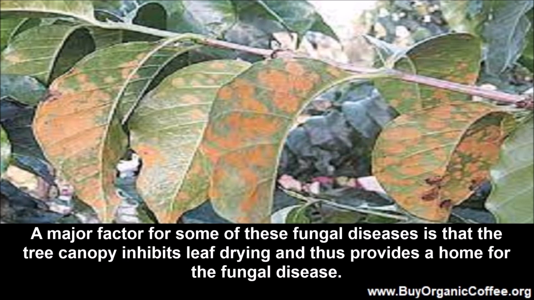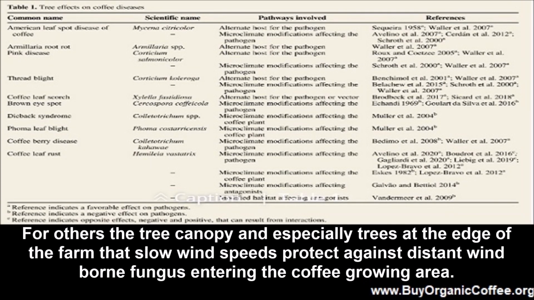A major factor for some of these fungal diseases is that the tree canopy inhibits leaf drying and thus provides a home for the fungal disease. For others, the tree canopy, and especially trees at the edge of the farm that slow wind speeds, protect against distant wind-borne fungus entering the coffee growing area.